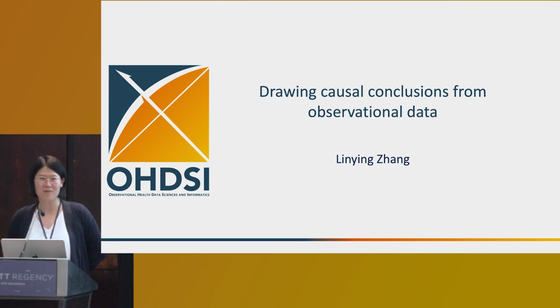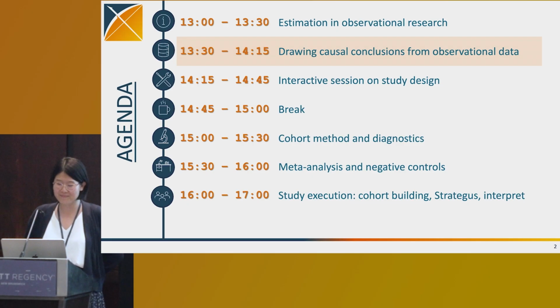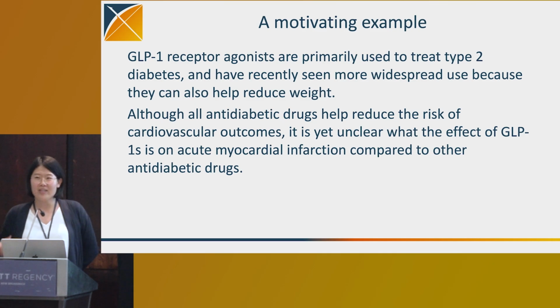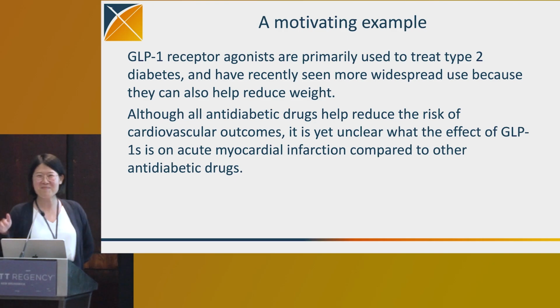You want to know if one drug is actually safer or more effective than the other. And that will be the focus of this part of the tutorial, is how can we draw causal conclusions from observational data. Here's my motivating example. I hope to motivate you. It is not hypertension. George has published almost every possible comparison of hypertension. It's no longer motivating to me. So I picked something else, type 2 diabetes.